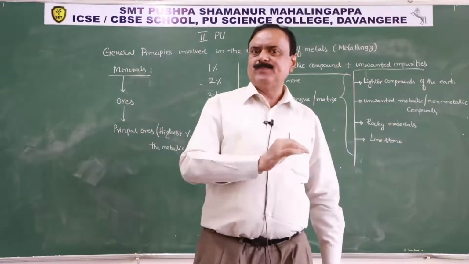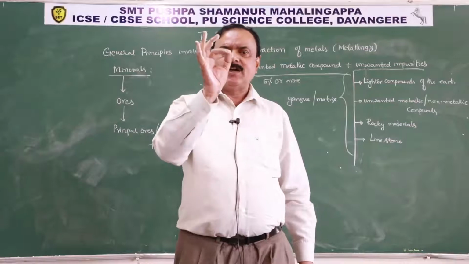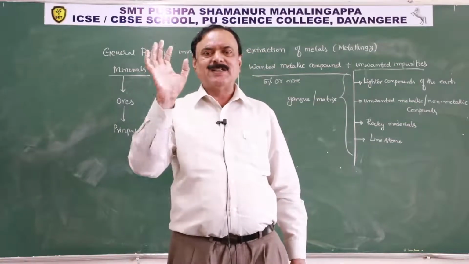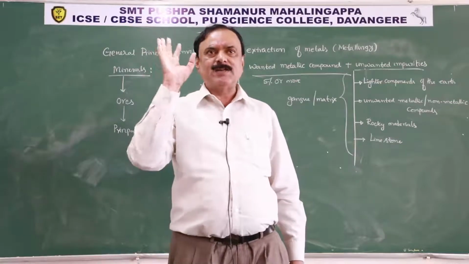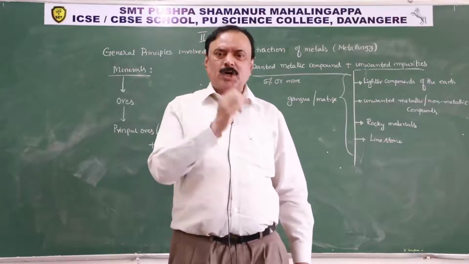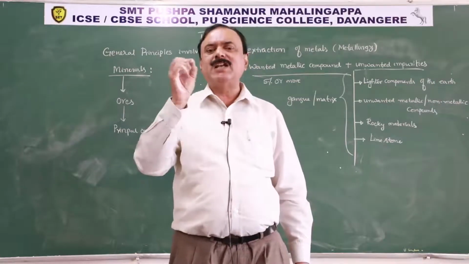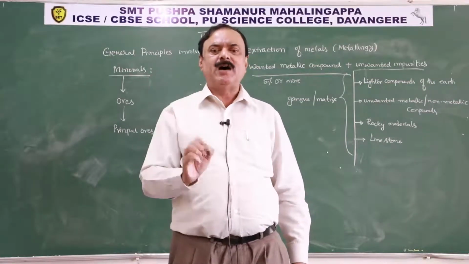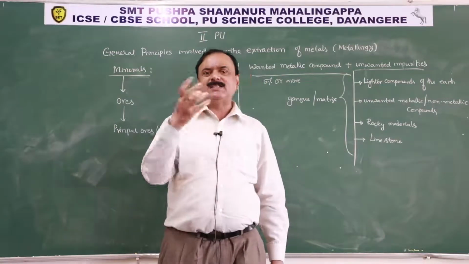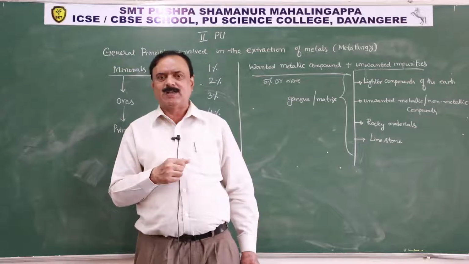Is it clear? A naturally occurring metallic or non-metallic compound found on the surface of the earth's crust, which can be obtained by mining, is called a mineral. And an ore is the mineral from which the metal can be economically or profitably extracted, because it contains the highest percentage of the wanted metallic compound.